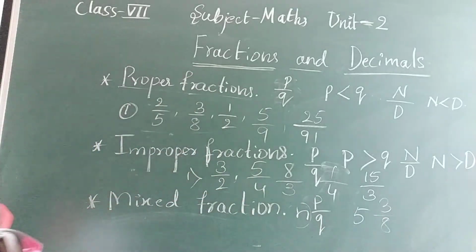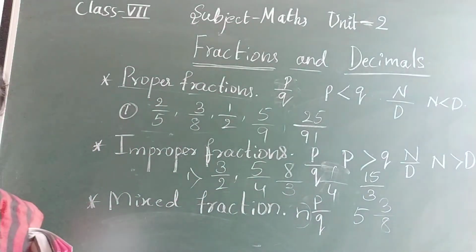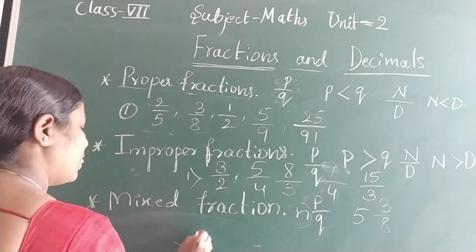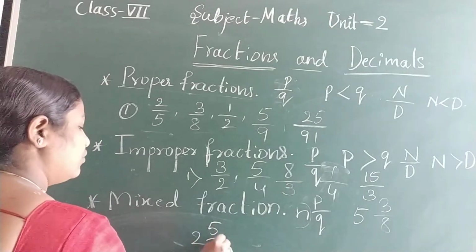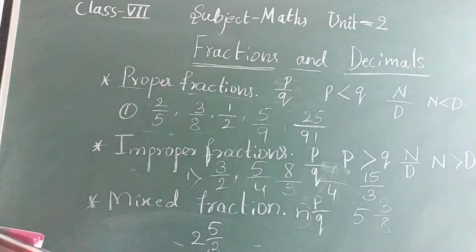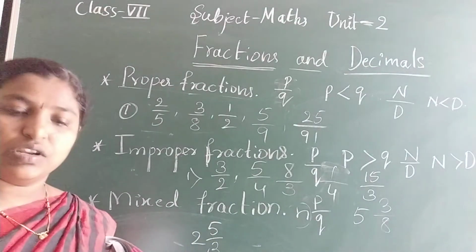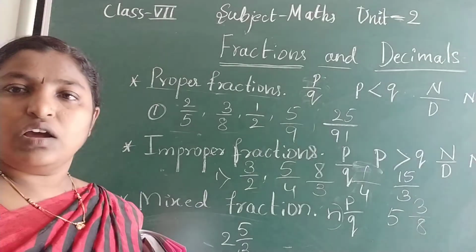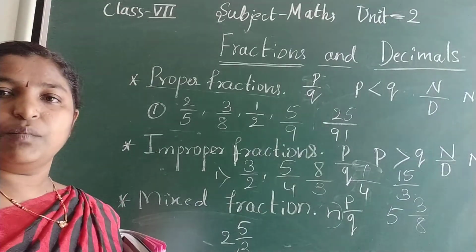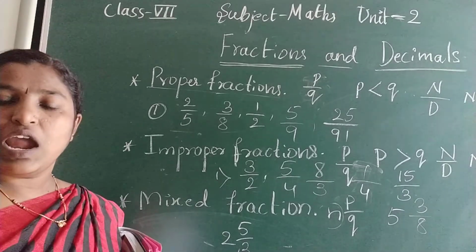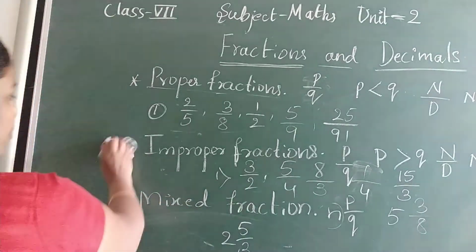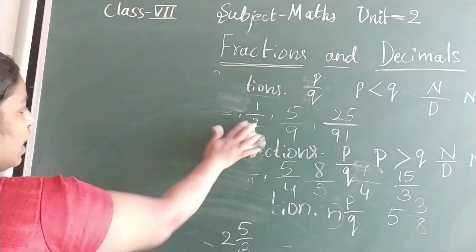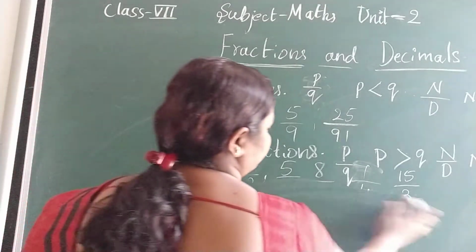A mixed fraction is, for example, 3 and 2 by 5, or 5 by 3. This is also a mixed fraction. And then a very important thing: we should know how to convert an improper fraction to mixed and a mixed fraction to improper. I will tell you one example on that, and then we will go forward.